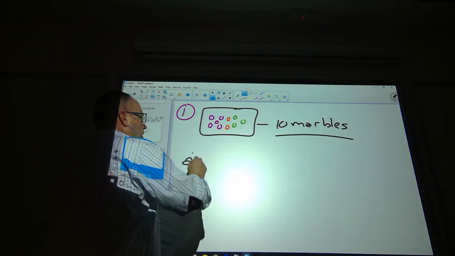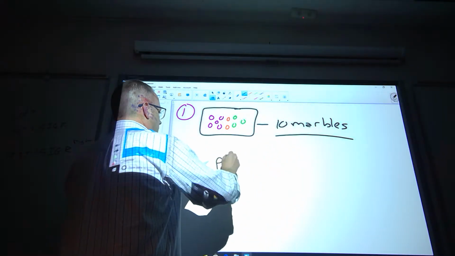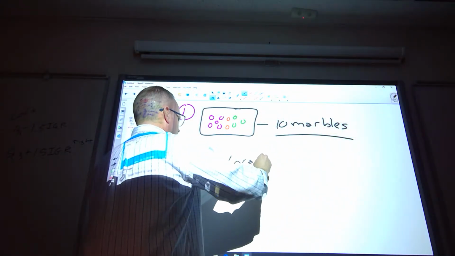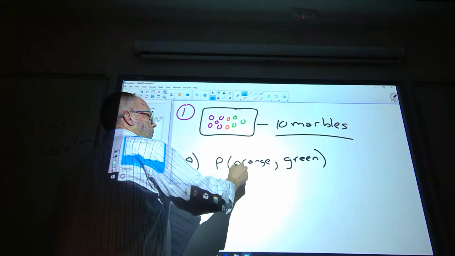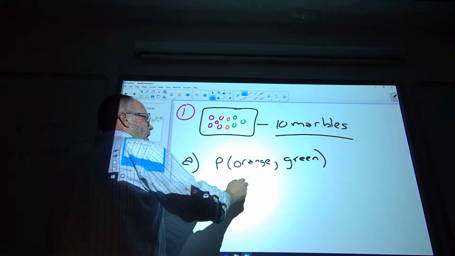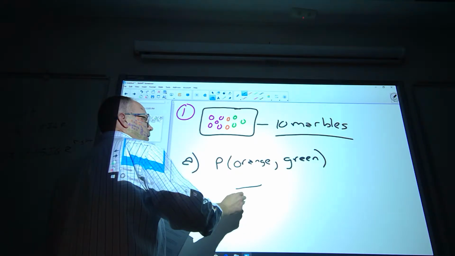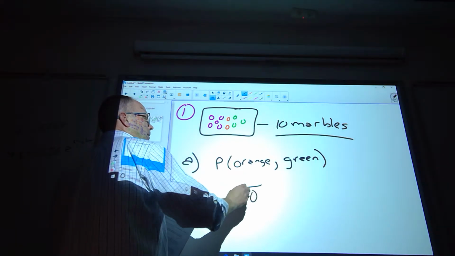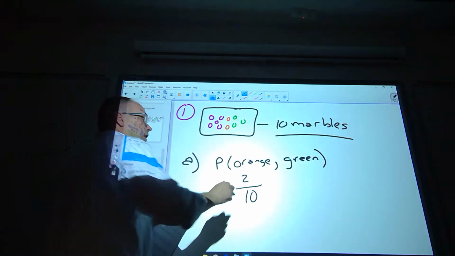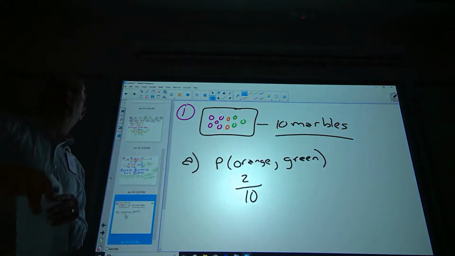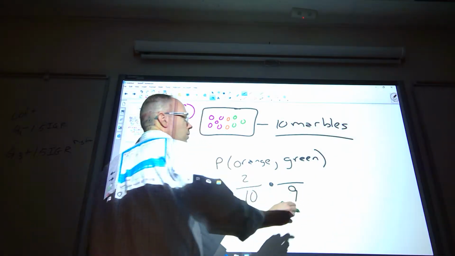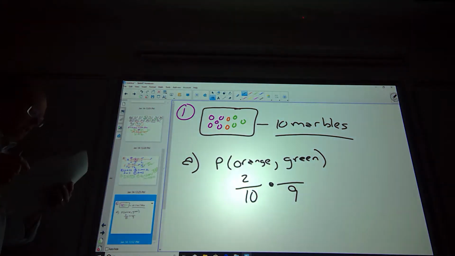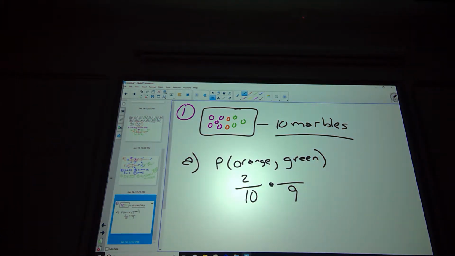So letter A says, hey, probability orange was first, and then green was second. Okay? So we're not replacing. So how many marbles are on my first draw? How many marbles do I have? 10. How many happen to be orange? 2. Are you okay with that? So I take that out, I put it aside. How many marbles are left in my bag? 9. Okay? And then we want to know the probability the second is green. How many green are in my bag? 3.